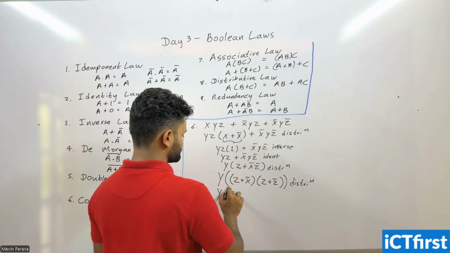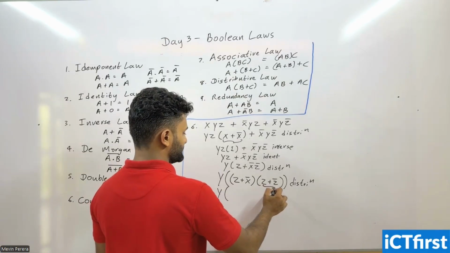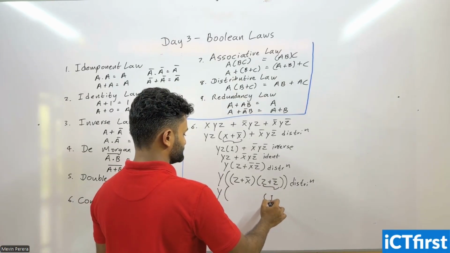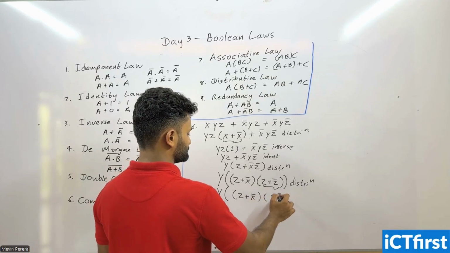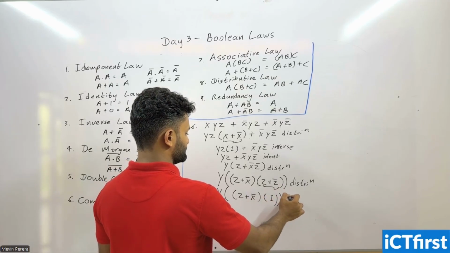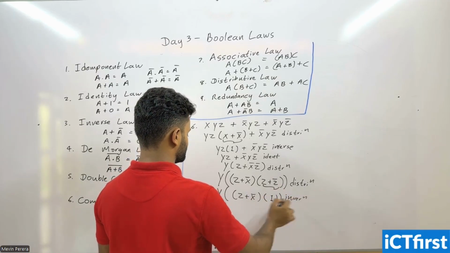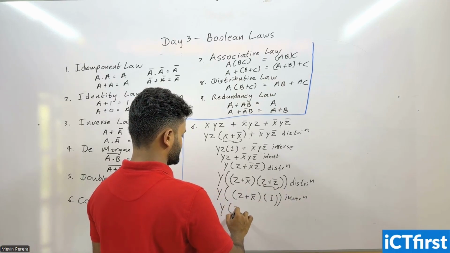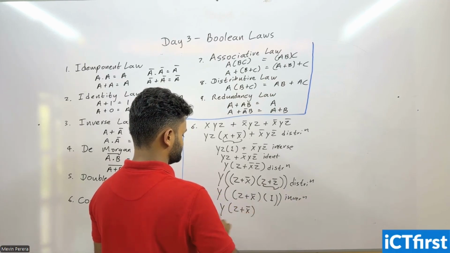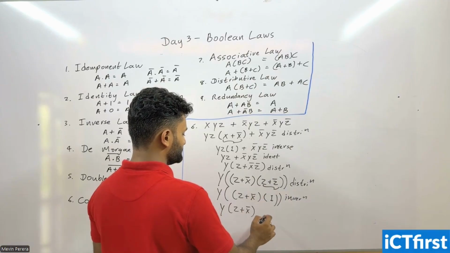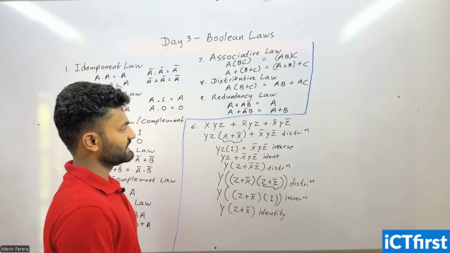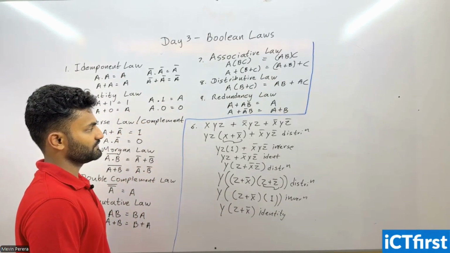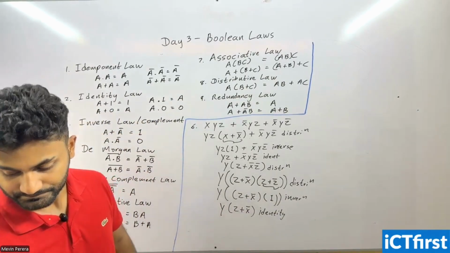Then, so this particular one is equal to 1. That is the inverse law. Then y is equal to z plus x bar, right? So when we multiply by 1, that is the identity law. So that is the answer which we are getting for the 6th one.